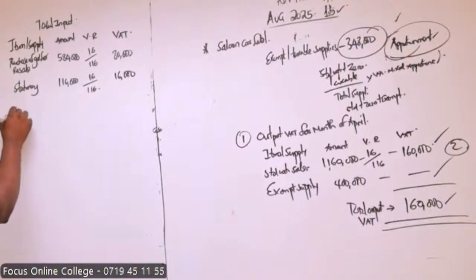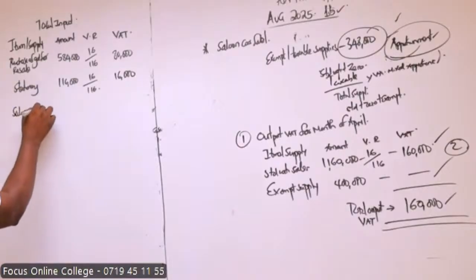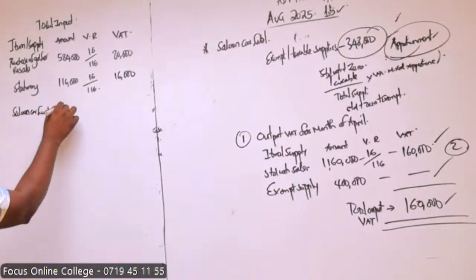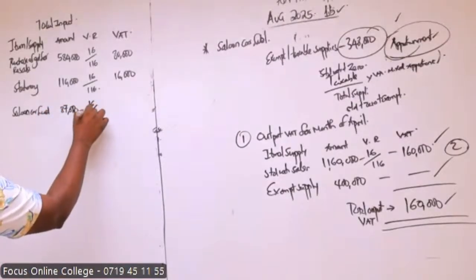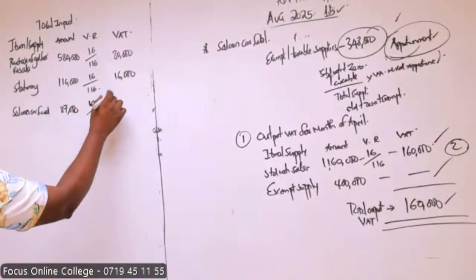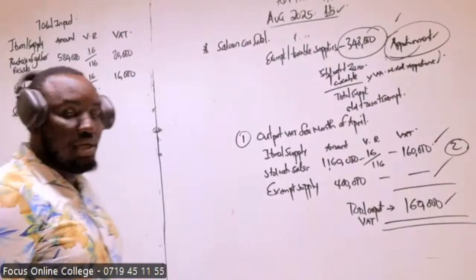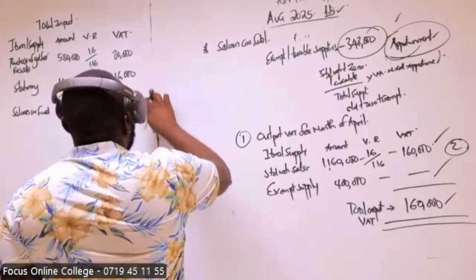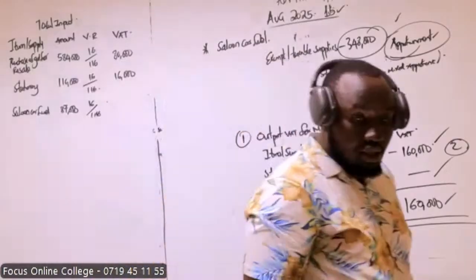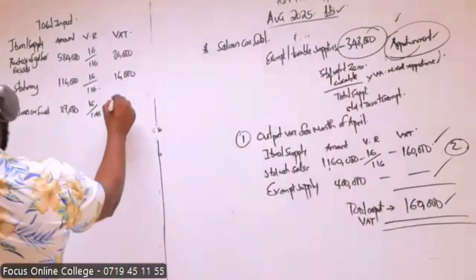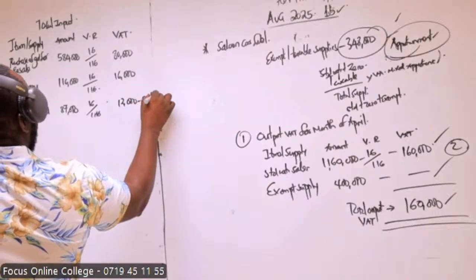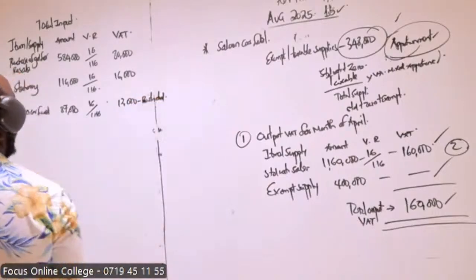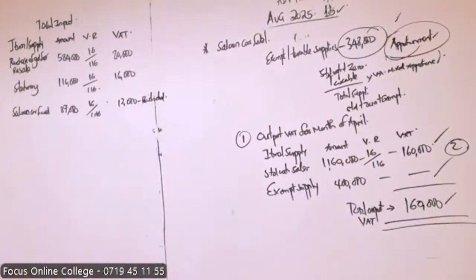So saloon fuel. Well, we had it as 80, 87 times 16. What does it give us? First of all, we note that it is 12K. Just note it here as restricted. This is one of the restricted items, based on the VAT Act, non-deductible or restricted.